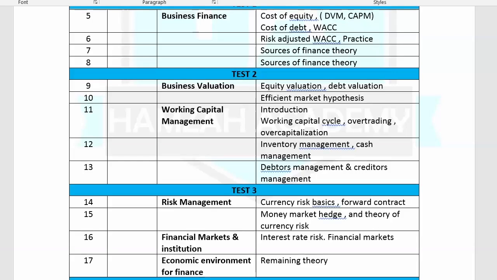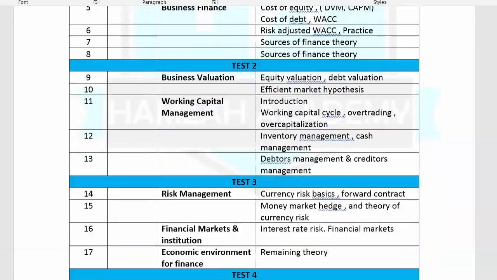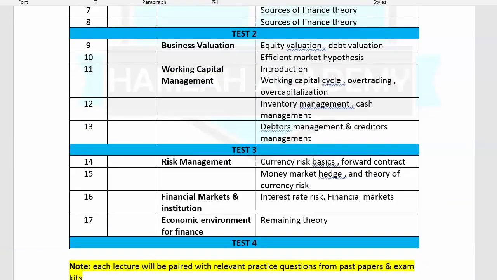So this is the practical course plan, or you can say the syllabus, which we will try to cover in a given number of lectures. But keep in mind, this is a proposed plan. The actual number of lectures may be more than the number of lectures we can see in this course plan. According to this course plan, we have a total of 17 lectures, but it will take more than that.